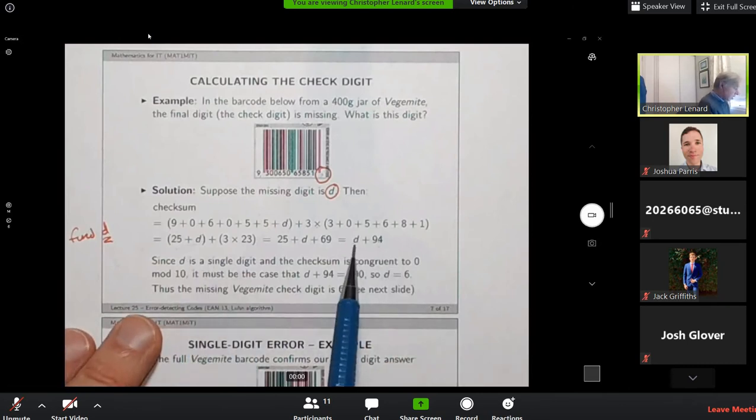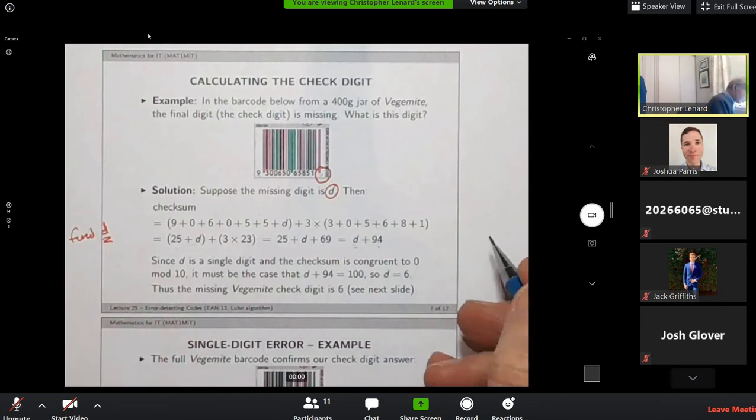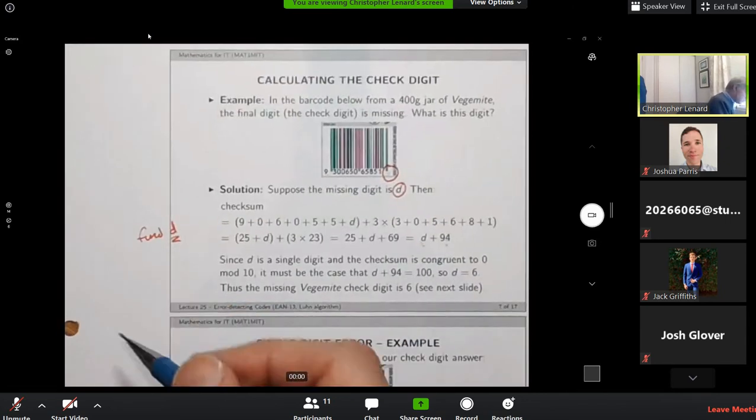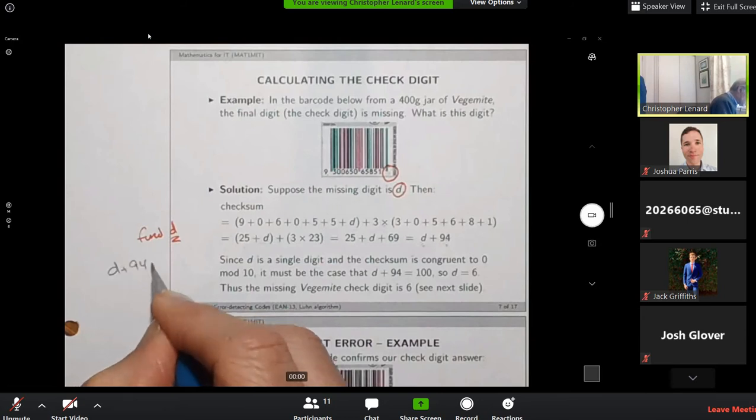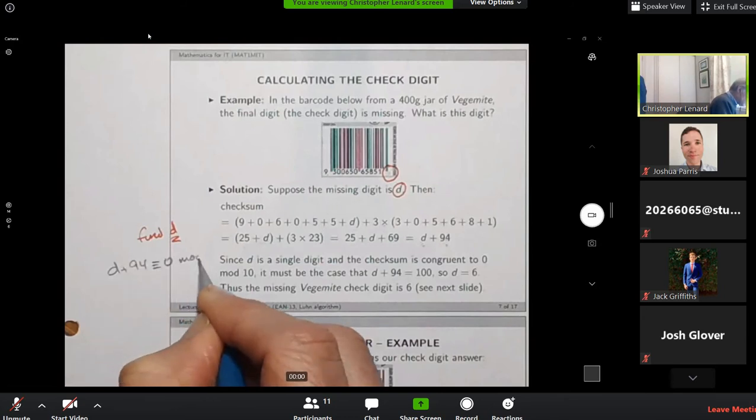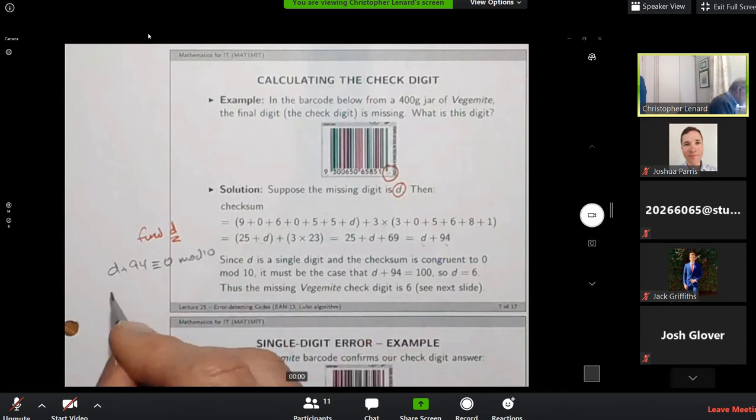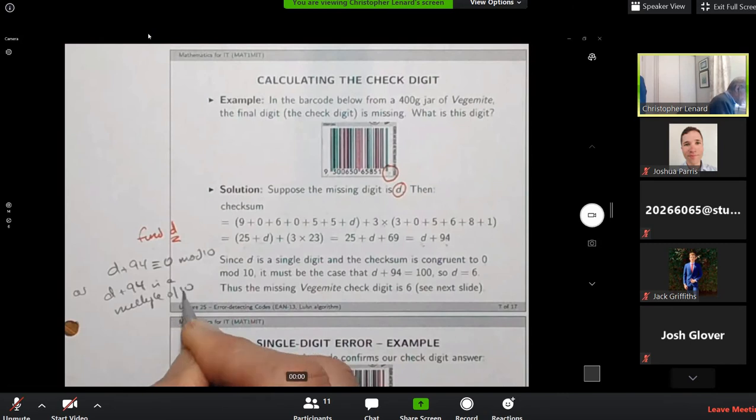So D is the number I have to add to 94 to get a multiple of 10. So that's congruent to 0. What I'm saying when I say find D is that D plus 94 is congruent to 0 mod 10, or D plus 94 is a multiple of 10. Now, what's the closest multiple of 10? The next one up is 100, and that means D has to be 6. So the check digit is 6.